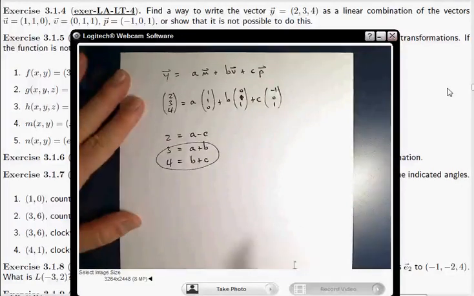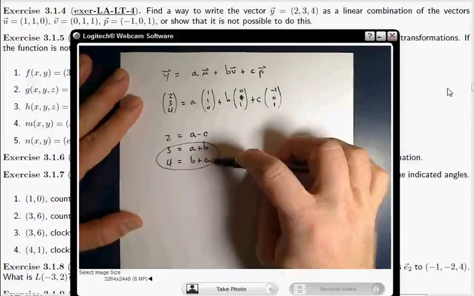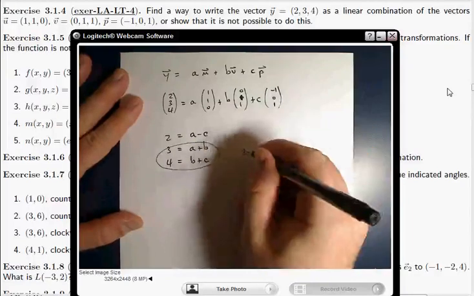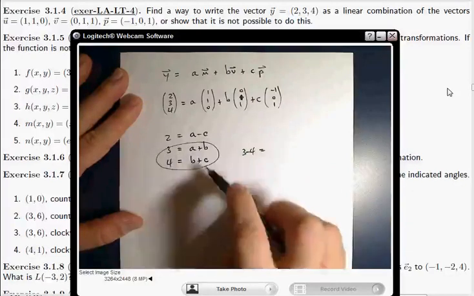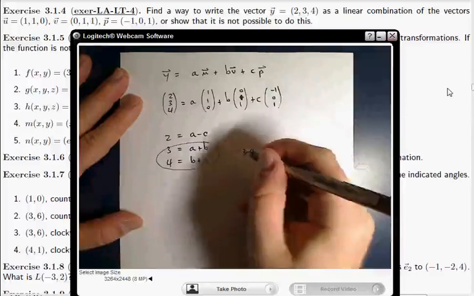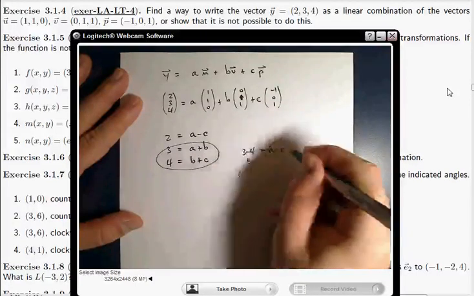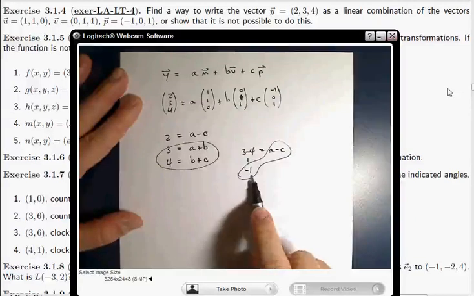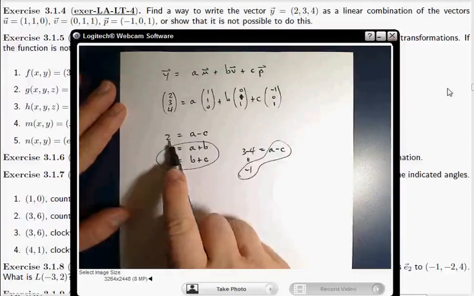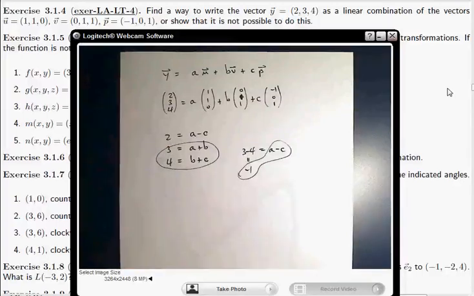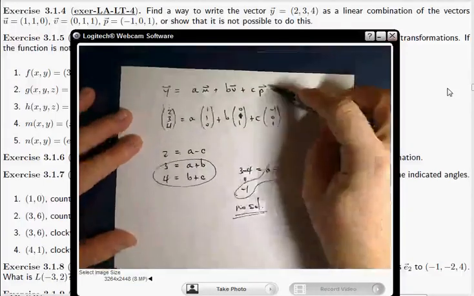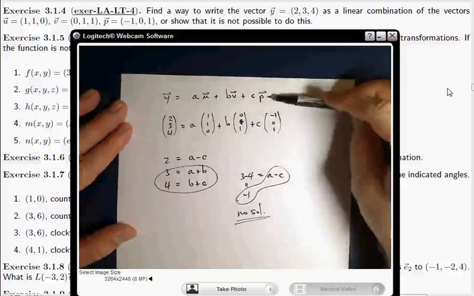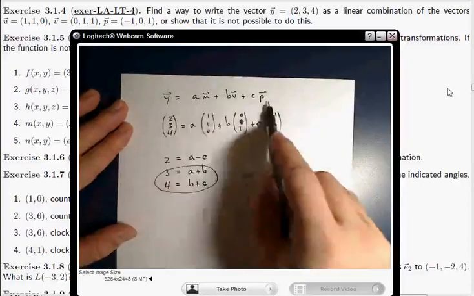I'm going to subtract this one minus that one. So I get 3 minus 4 equals, and then I have A plus B minus B plus C, which gives me A minus C. And of course that's negative 1. So A minus C would have to equal negative 1, but it can't because it also has to equal 2. So there's no way this could possibly work. There's no solution. That means this is not possible. So this vector is not a linear combination of those three.